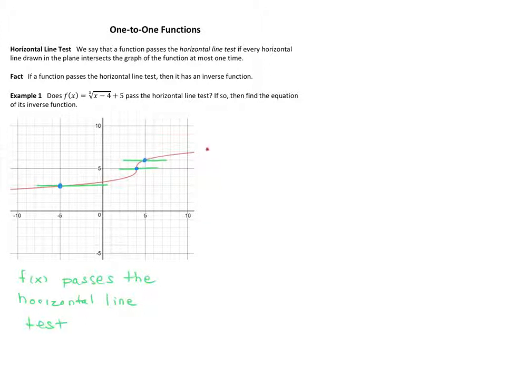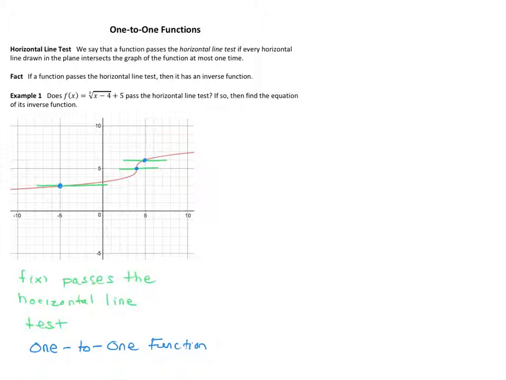Now, of course, this graph keeps increasing forever. It's decreasing if you go in the other direction. So if we were to expand this graph out, the same thing would hold true. No matter what horizontal line you draw, it's only going to go through the graph one time. So that's why I wrote f of x passes the horizontal line test. And we have this fact. If the function does pass the horizontal line test, it must have an inverse. And if this is the case, we say that the function is 1-to-1. So if something passes the horizontal line test, we would call this a 1-to-1 function.